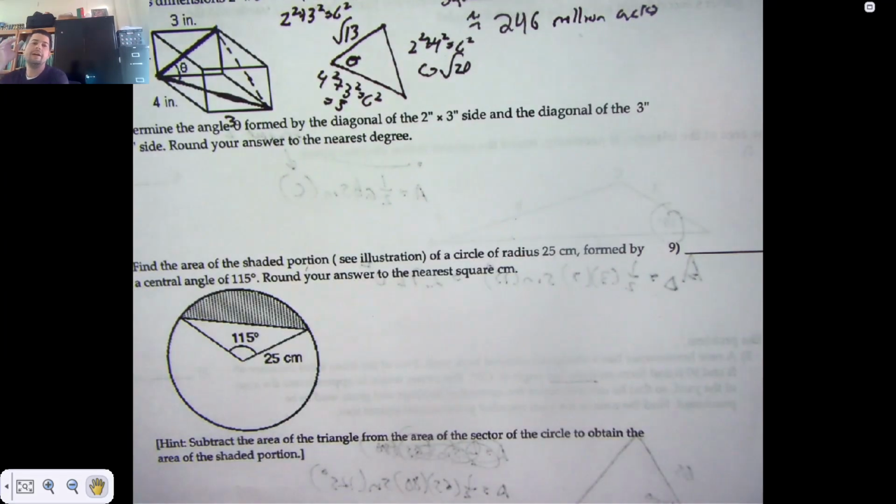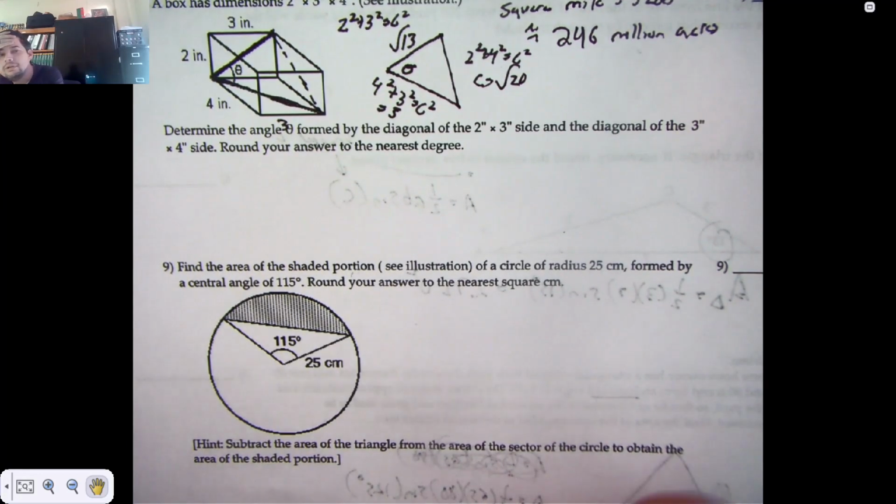Here's the last one. Got a circle. Find the area of the shaded region of a circle of radius 25 centimeters formed by a central angle of 115 degrees. Round your answer to the nearest square centimeter.